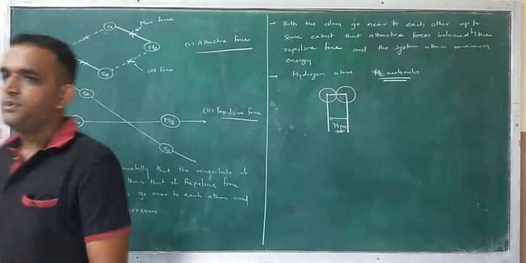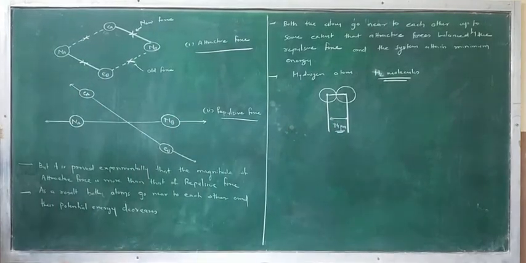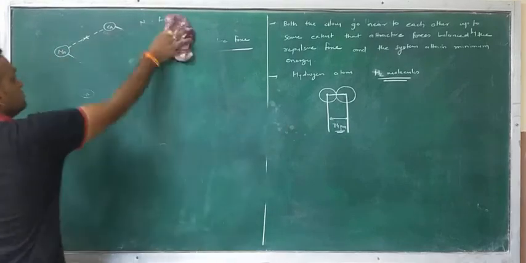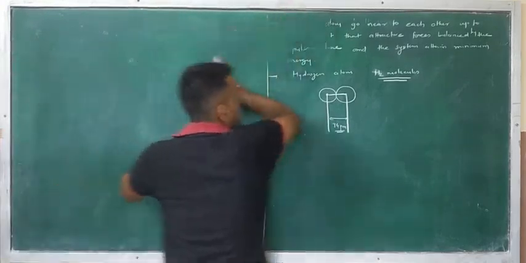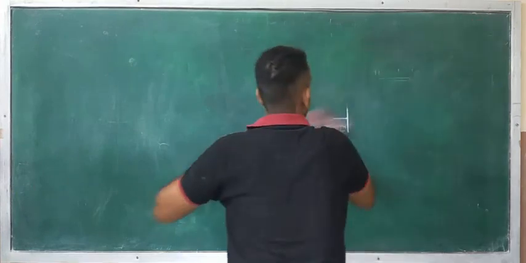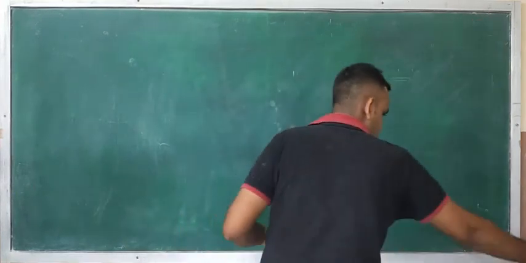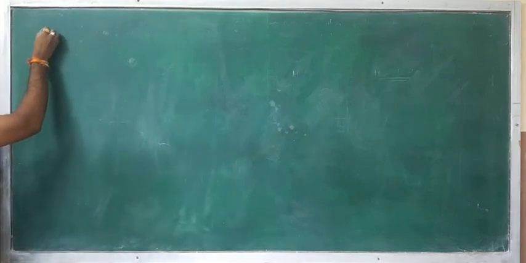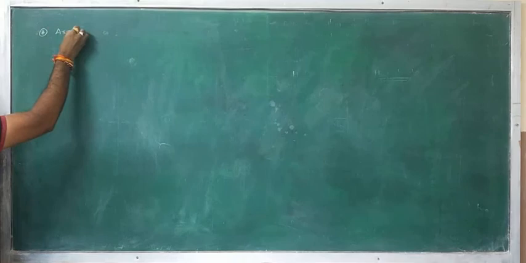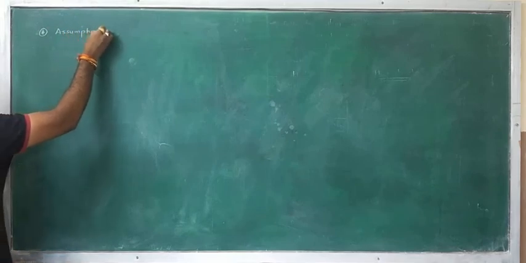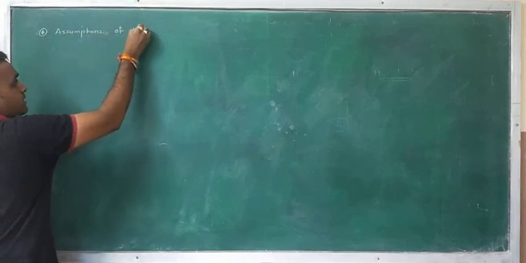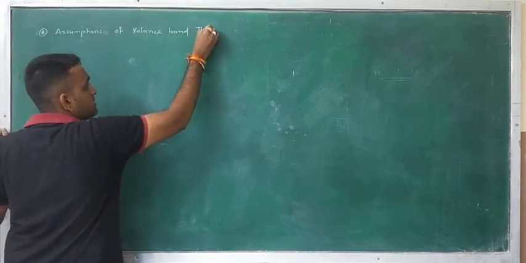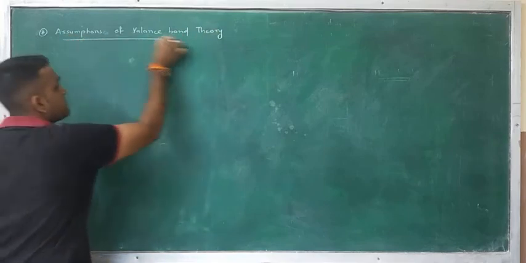Now, next point, there is the assumption of valence bond theory. Assumption of valence bond theory, VBT. Right? What is the assumption?